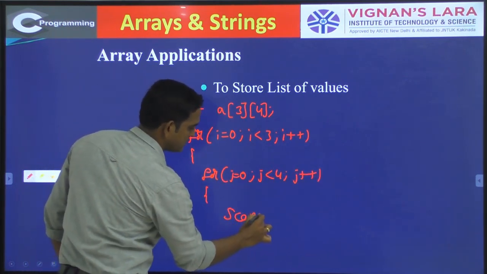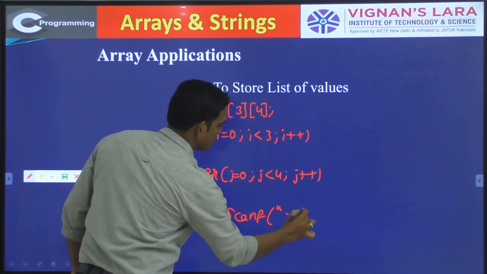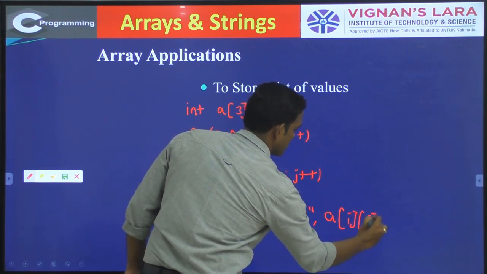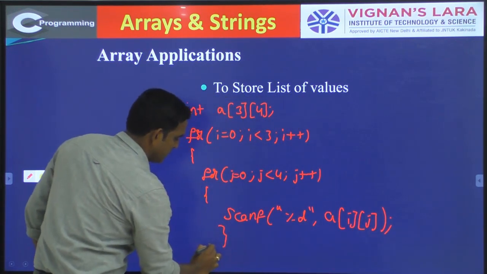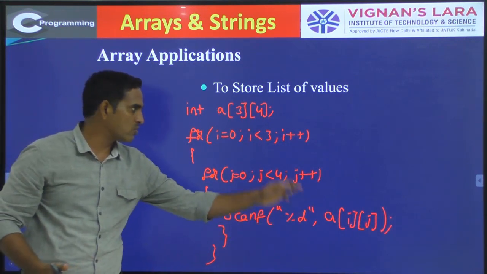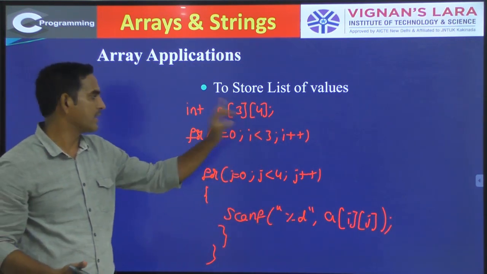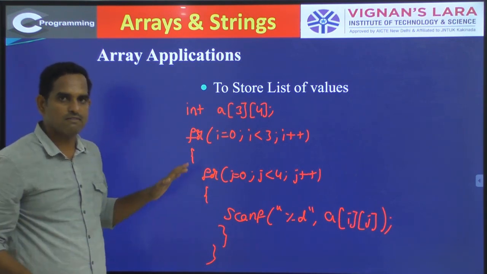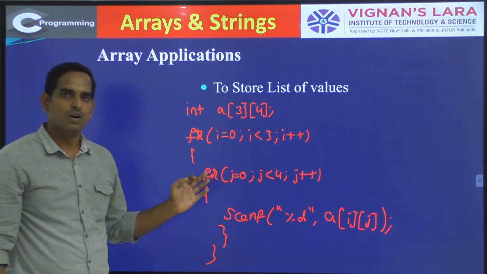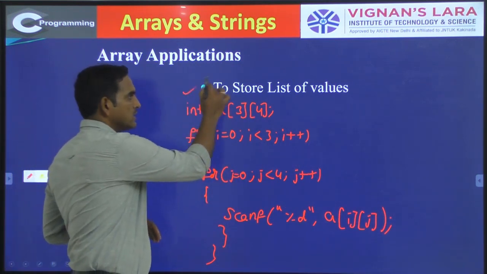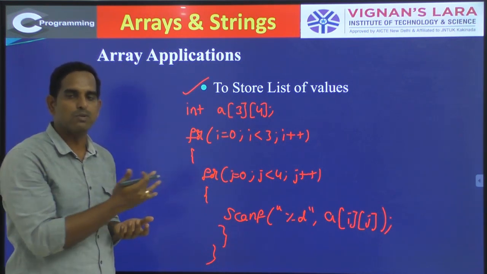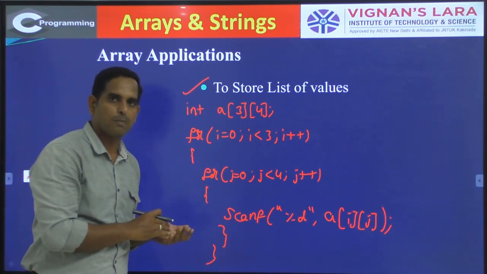So A of i j. Whatever your complete program may be, this will take the input from the user and store the values into the particular array A. Each and every program will have the minimum declaration of your array and taking values into that array. So that is storing the list of values. Once after storing the list of values, you should be able to perform whatever operation is provided.